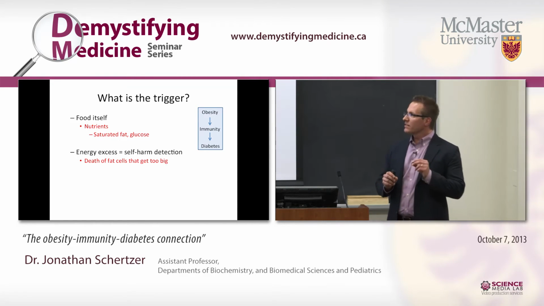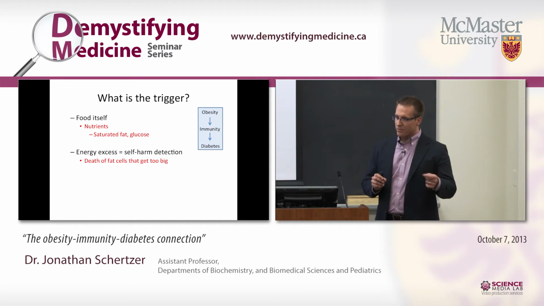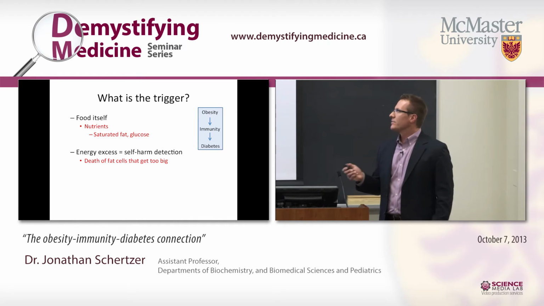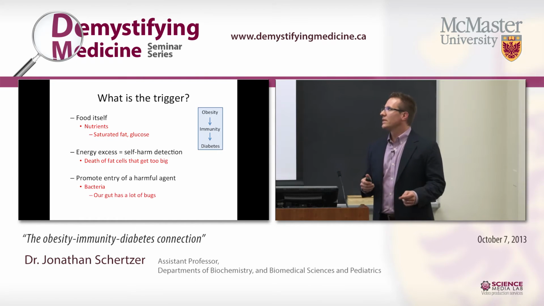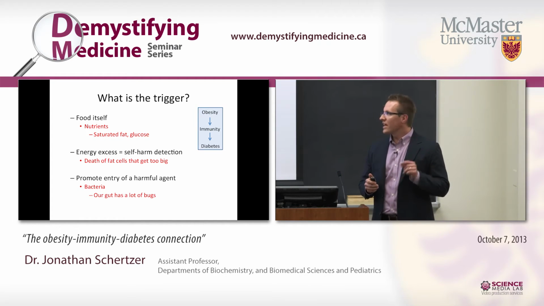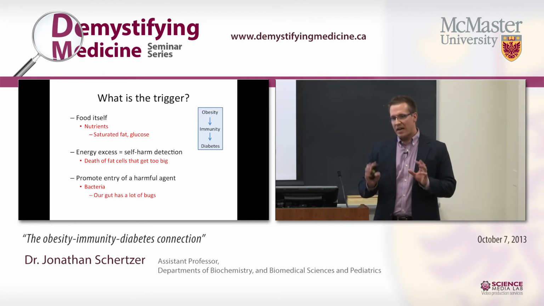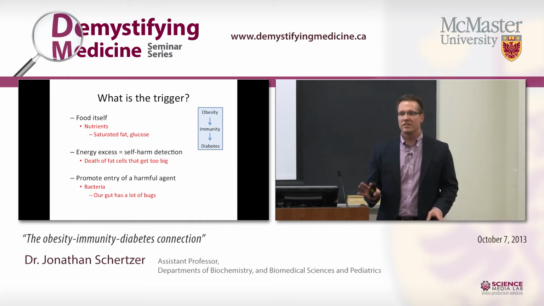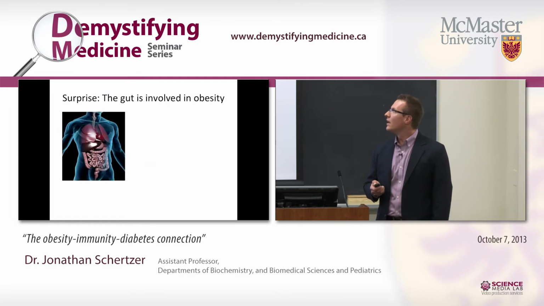Second, it could be a self-harm detection possibility. So if there's an energy excess, which is the case in obesity, our own cells could be attacking themselves, such as, and we do know this occurs, death of fat cells that become too big. The third one is that obesity promotes entry of a harmful agent. And what I want to tell you is that bacteria is positioned to be one of these agents, okay? Our gut has a lot of bugs in it that are positioned to be one of these agents.